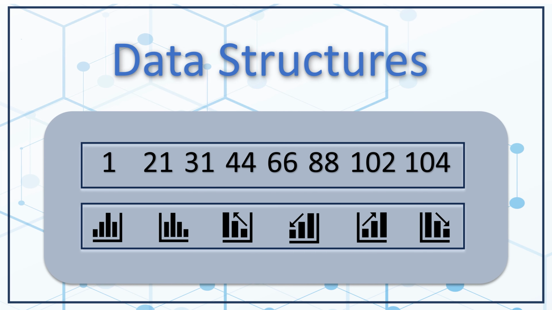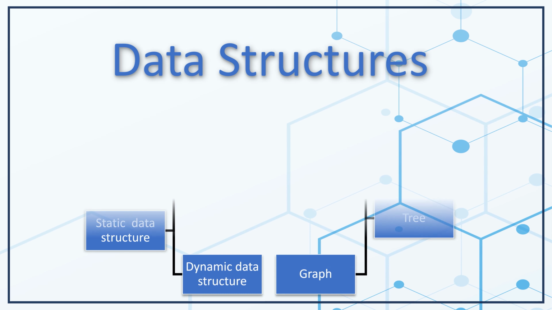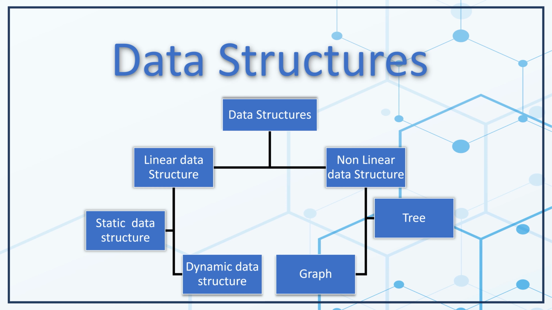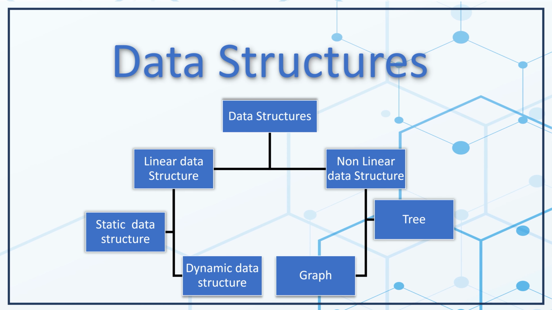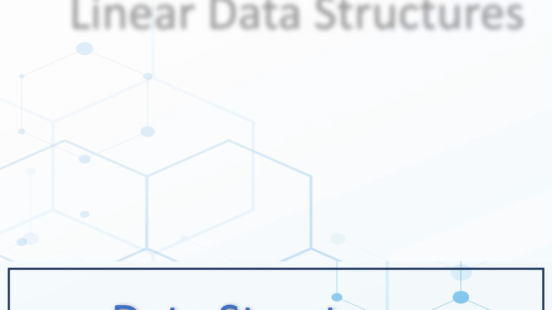Now let's see the types of data structures. Data structures are broadly classified into two types: linear data structures and non-linear data structures. We're going to explore each topic more going forward, but as of now, this is just to provide information on how data structures are classified. Linear data structures are again classified into two types: static and non-static, which is dynamic. On the other side we have non-linear data structures, where we have trees and graphs.